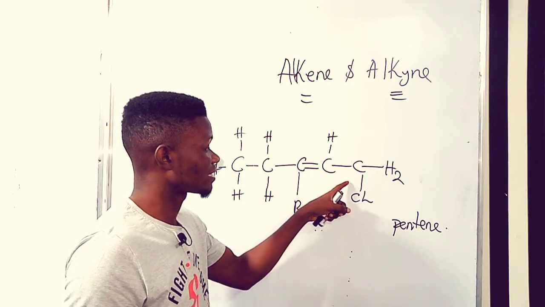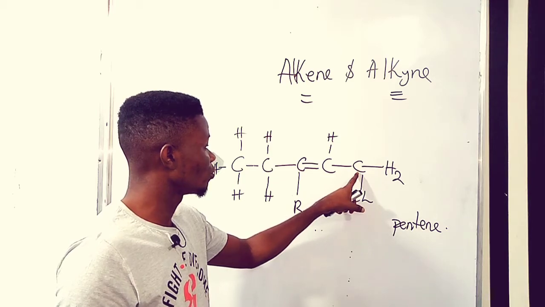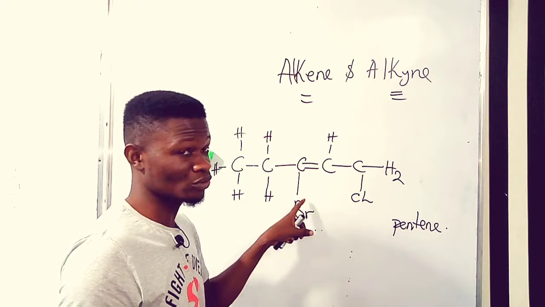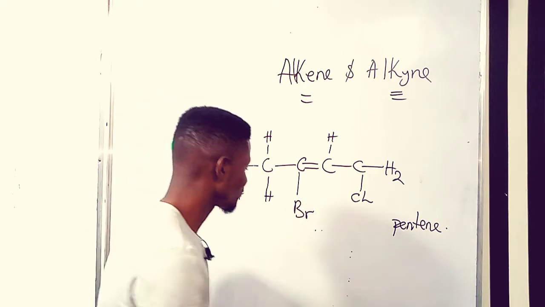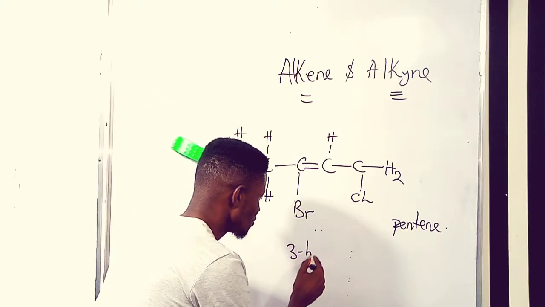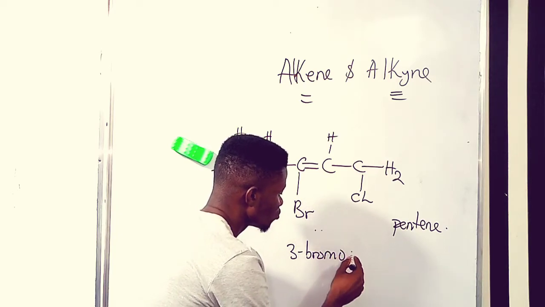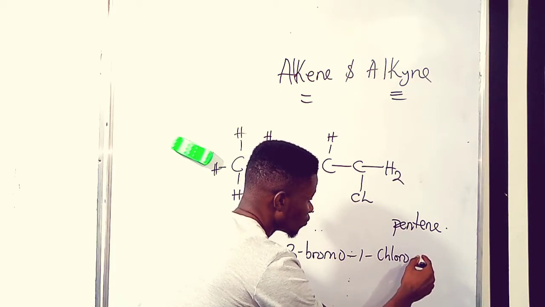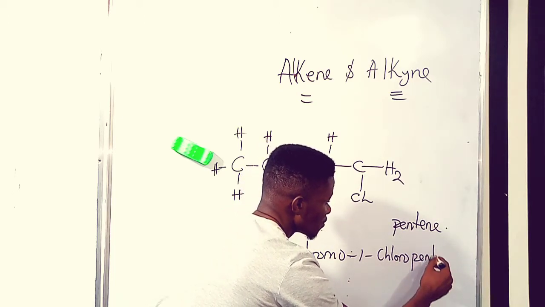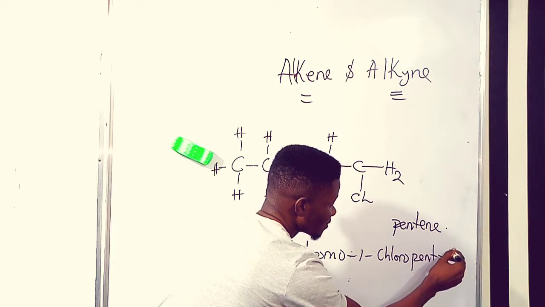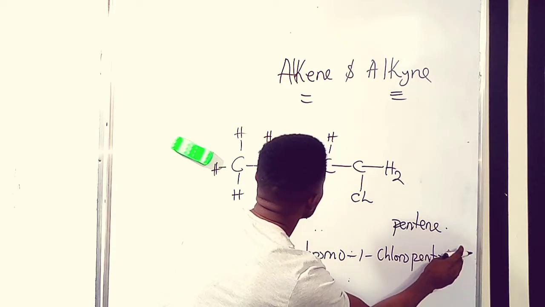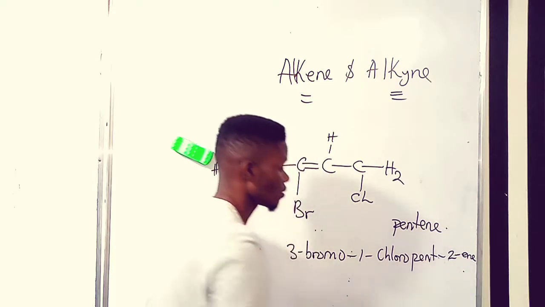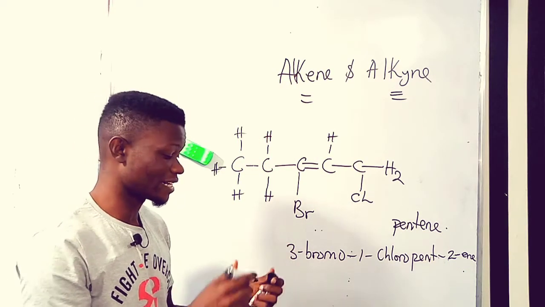That means you're going to look at, this will be 1 chloro, 3 bromo, but naming in alphabetical order. So this will be 3-bromo, 1-chloro, pent-2-ene. Alright, as simple as that.